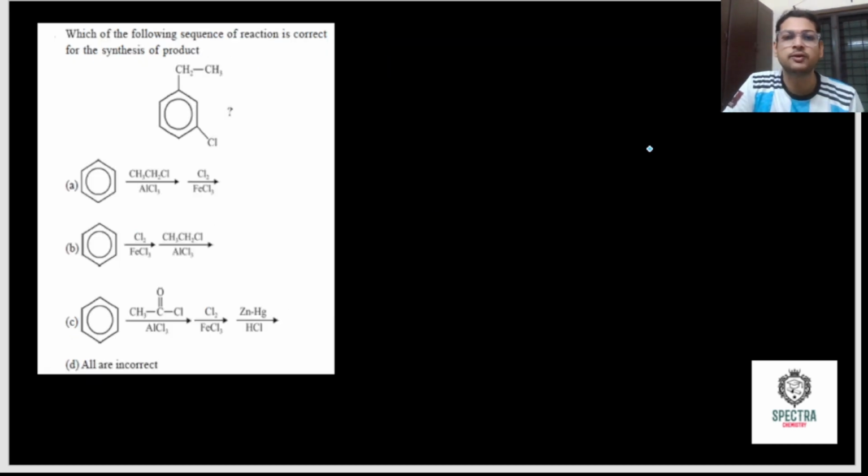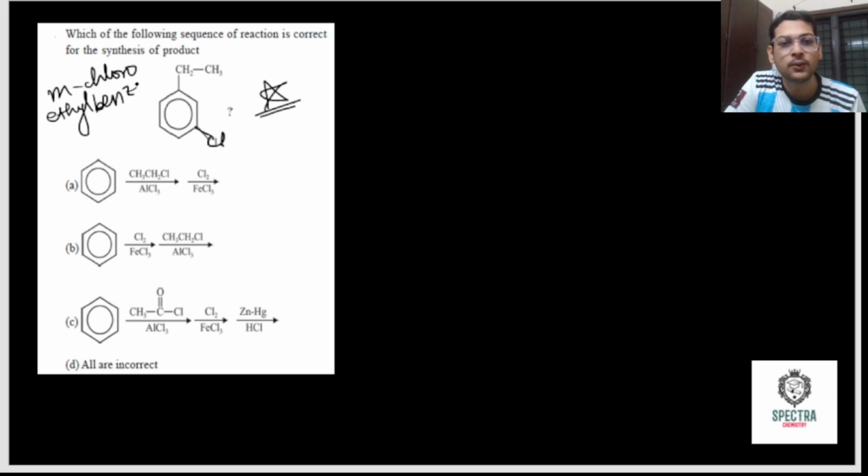And in this question, what you have to do is make this molecule. So, CH2CH3, and at the meta position, you have chlorine. This is very important. So, what you have to make is meta-chloroethyl benzene.